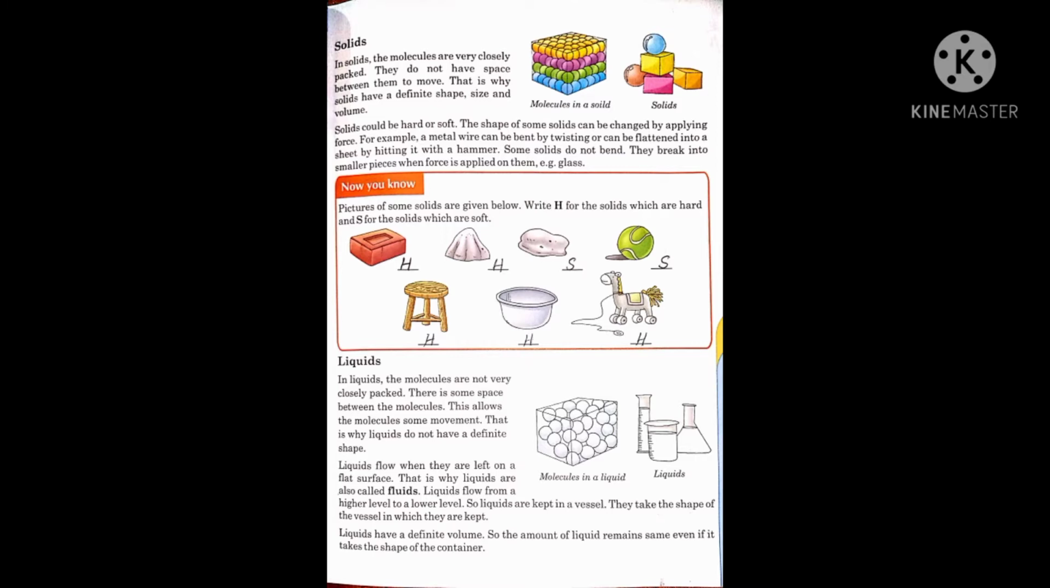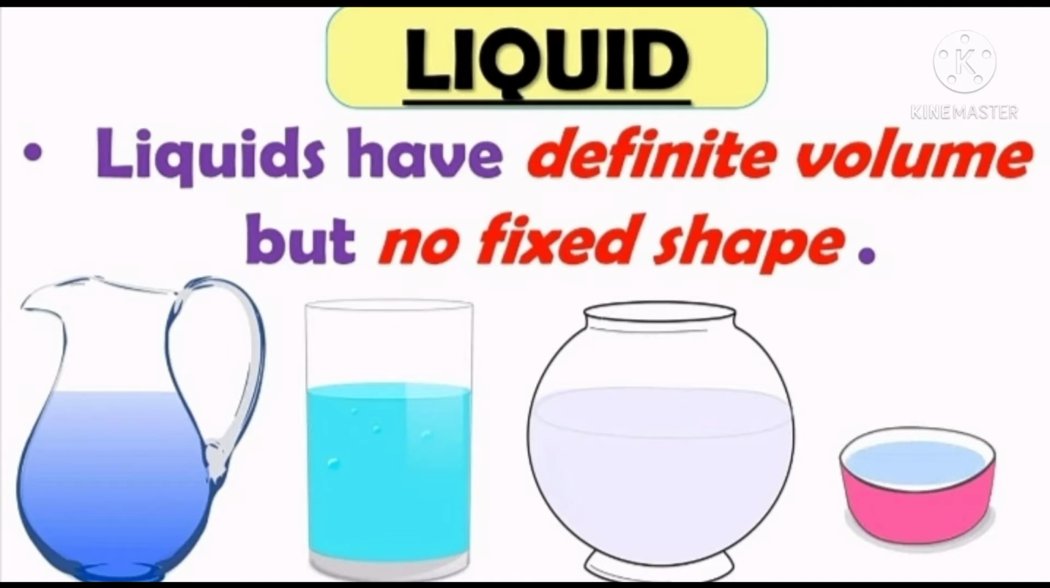They take the shape of the vessel in which they are kept. Liquids have a definite volume, so the amount of liquid remains the same even if it takes the shape of the container. So students, next state of matter is liquid. Liquids have definite volume but no fixed shape. A liquid takes the shape of the container in which it is poured.